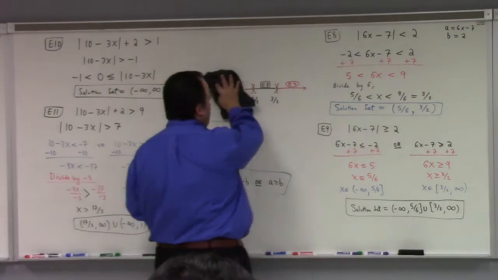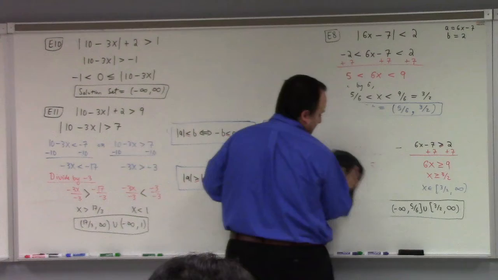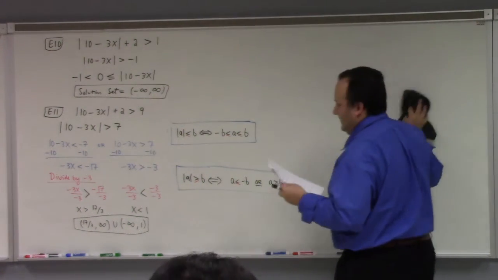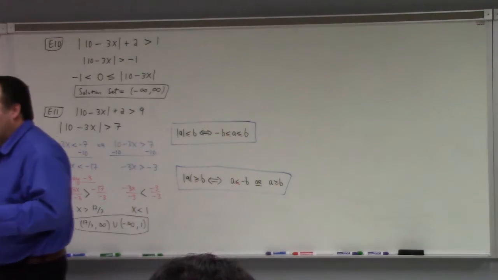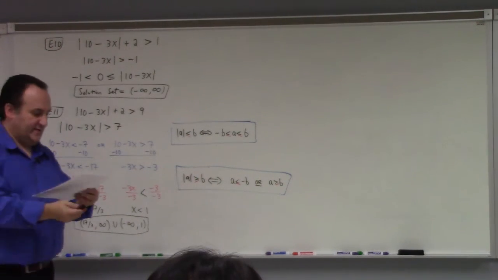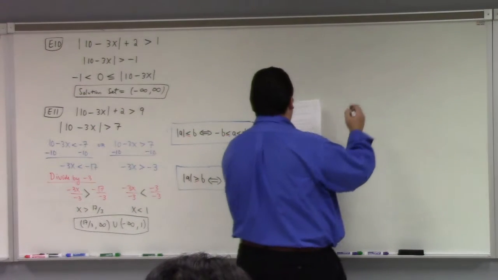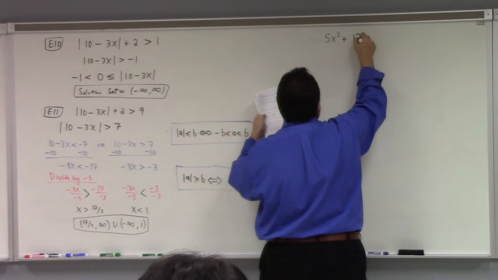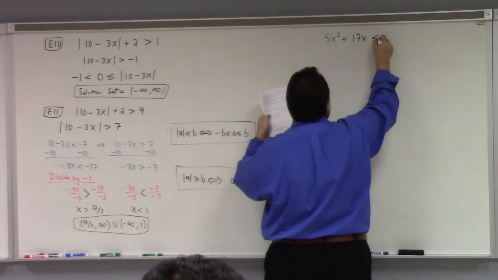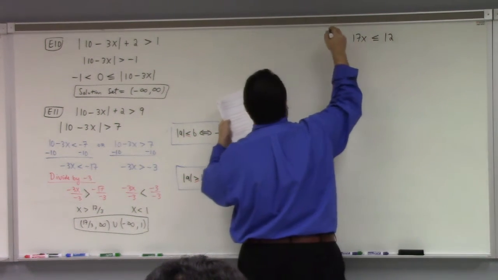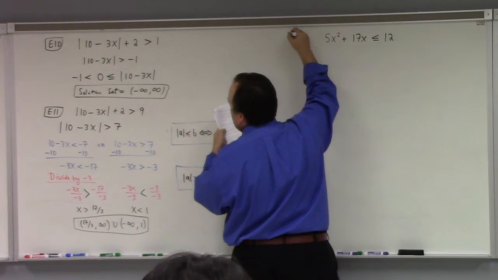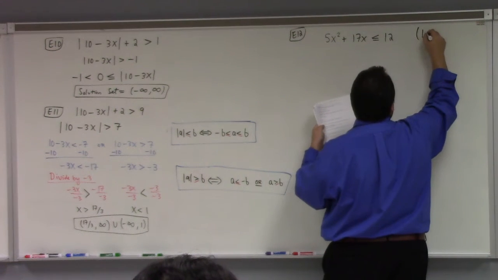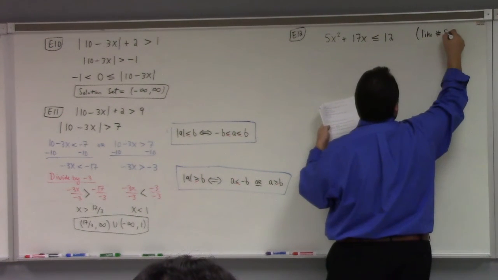I think there's basically two issues with the homework that haven't been addressed in the examples that I've done in class. The one is that sometimes the inequality comes to you in the wrong format, so you have to reformat it. That's this one. So here you're asked to solve 5x squared plus 17x less than or equal to 12. This is like number 8 in the homework.